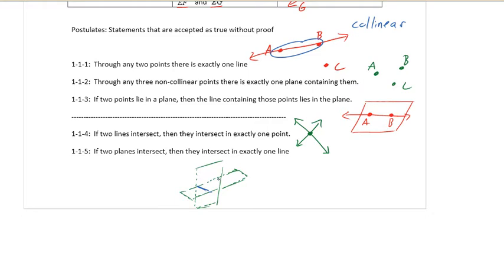So unlike the 2 lines that intersect at a point, 2 planes intersect at a line. If you look in your room or wherever you're watching this, if you look at your floor and the wall, they intersect at a line, not a point. It's kind of like an edge.